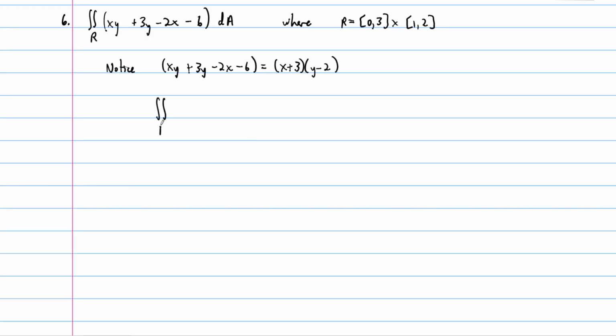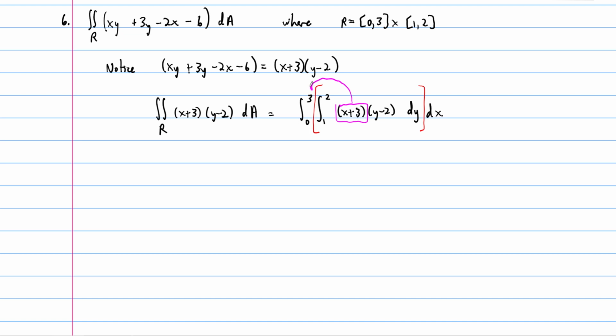And so here's what we can do. We can take our integral over R of (x plus 3)(y minus 2) dA, which is the same as this, and write it in iterated form. It's not going to matter, as we'll see here, but the way I wrote it, it's got dy inside and dx outside. We're doing this integral first with respect to y, and notice that the term x plus 3 does not have any y's, so it can be factored out of the first integral. This can be written as the integral from 0 to 3 of x plus 3 times the integral from 1 to 2 of y minus 2 dy, all times dx.